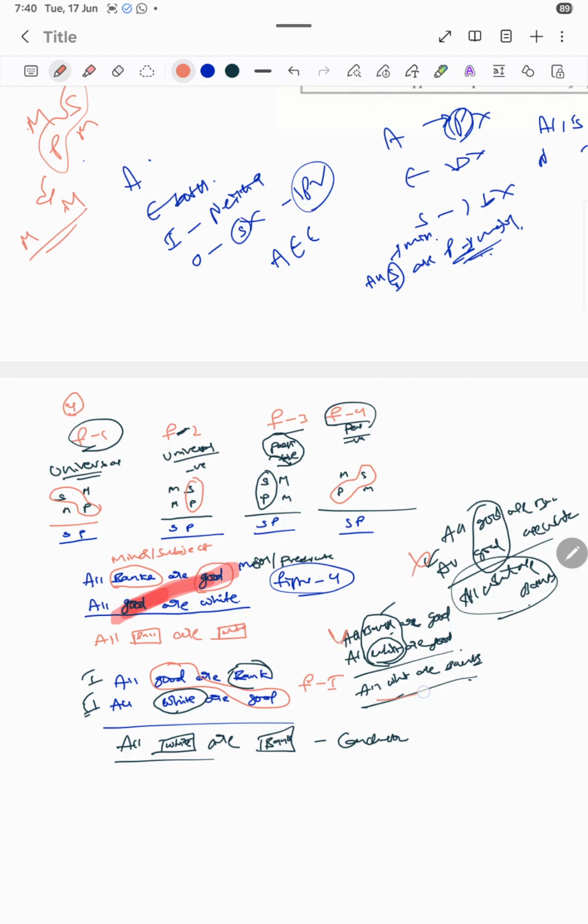Okay. Now you may think, what is the difference between this and this by looking at the conclusions? This is also all white are bank, all white are bank. Then how do we decide figure 2 or 3? That is where I said figure 2 always talks about a universal negative. Means you don't get two positive statements in figure 2. You will get one negative statement for sure, like all banks are good, no banks are good. Pakka you will get it in figure 2. If you find one negative statement, then you have to think that it is figure 2 of syllogisms.